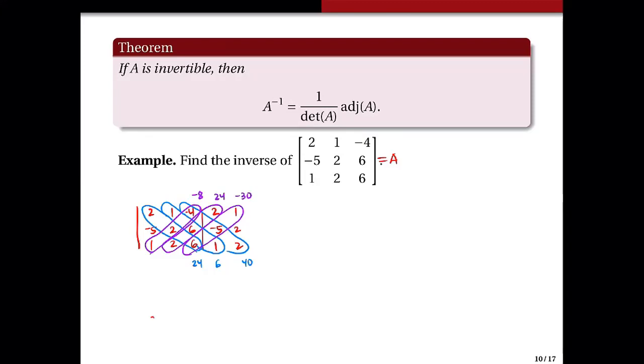Therefore, the determinant of A is equal to 24 plus 6 plus 40 minus the quantity minus 8 plus 24 minus 30. If we simplify this, we have 24 plus 6, that's 30, plus 40, that's 70, minus, in here, I have 24 minus 30, that's minus 6, and then minus 8, that's minus 14, so plus 14. So this is equal to 84.